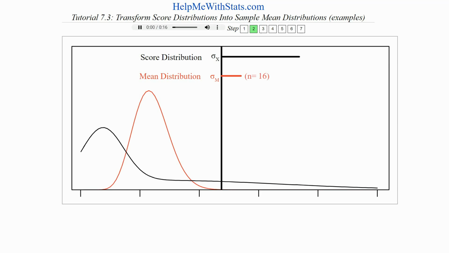With a sample size of 16, the sample mean distribution in red is added to the display, with the score distribution in black. The red sample mean distribution is much skinnier, which means the standard error is much smaller than the standard deviation. In fact, the standard error of the sample mean distribution, red line, is 4 times smaller than the standard deviation, black line, because the square root of the sample size of 16 equals 4. Notice that the sample mean distribution looks very close to normal.